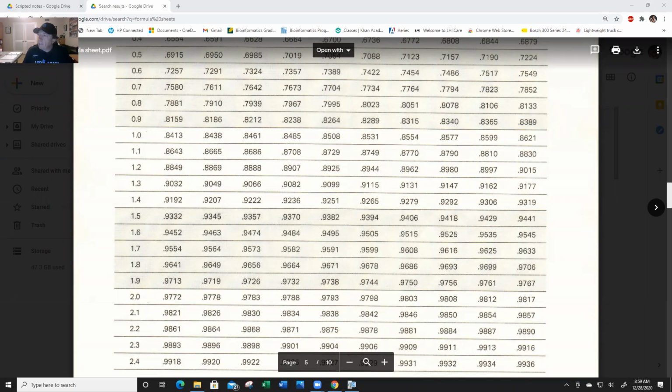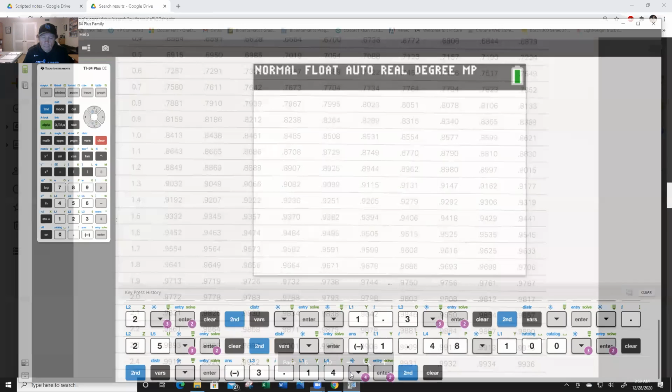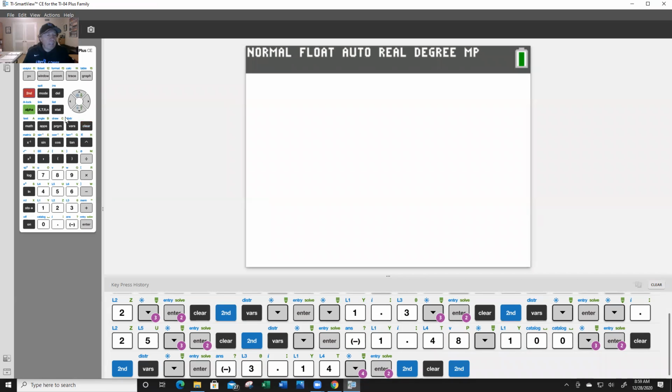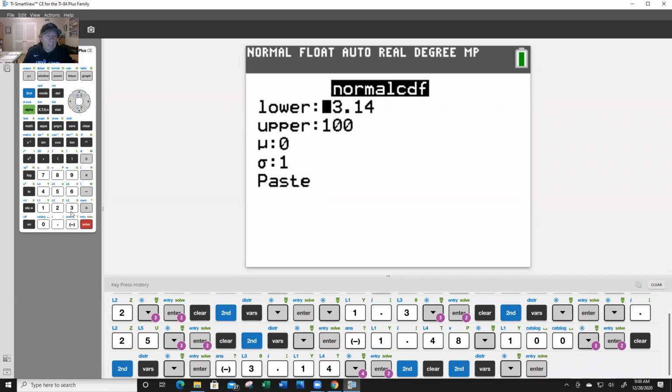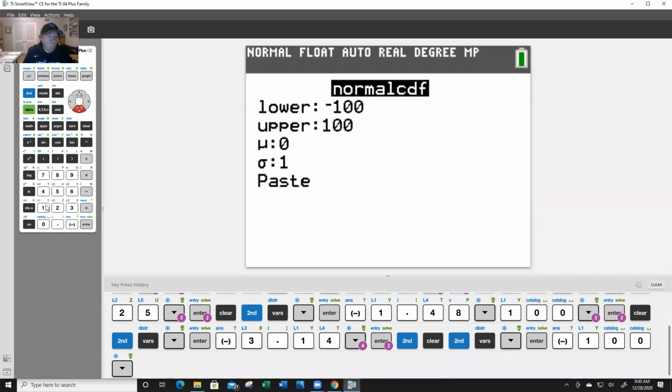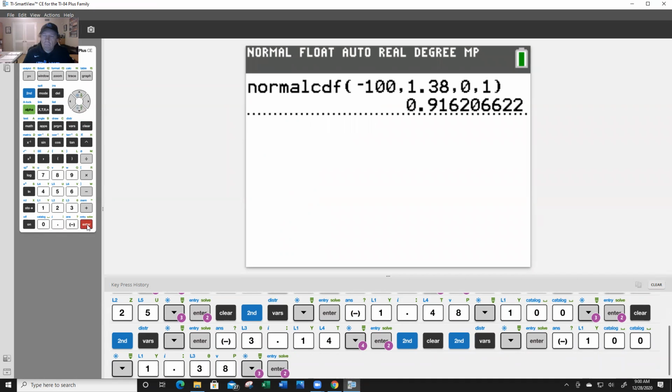And if you did it via the calculator, then you put in second distribution, and the area below 1.38 would be negative infinity, and then 1.38. All right. There you go, 0.9162. All right. I'm putting it all together now. Hopefully this makes total sense to you.